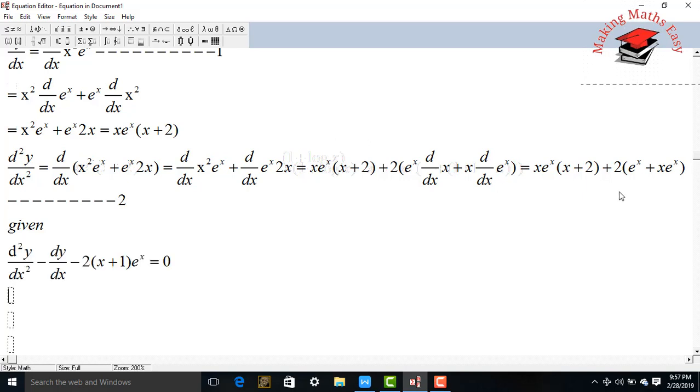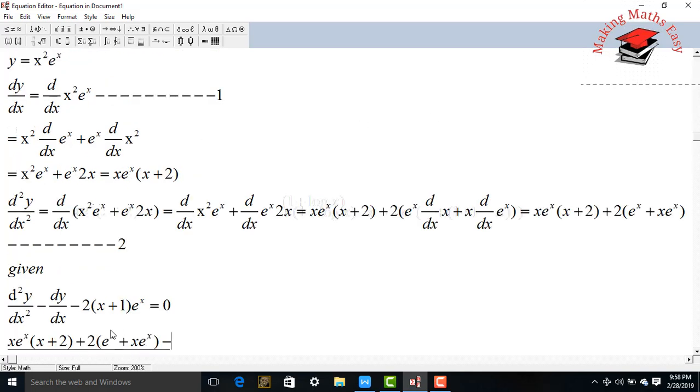So put these values as the corresponding values. First we will put d square y upon dx square, which is this equation number 2. Then minus it, so use the subtract symbol, and then we put dy by dx. So minus dy by dx, where dy by dx is equal to this equation number 1: x into e raised to x into x plus x plus 2. Again we put the minus sign, and then this 2 into x plus 1 e raised to x.